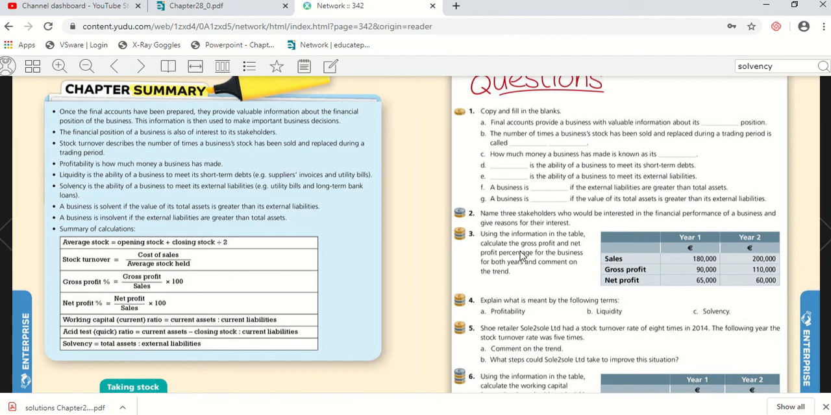So you're to calculate the gross profit percentage and the net profit percentage for the 2 years. So you have your sales figure, you have gross profit and your net profit. The answer to that then obviously is where you have your gross profit percentage, 90,000 divided by the sales, 180,000 multiplied by 100. Do the same for the second year, and then the net profit, the same again, 65 divided by 180,000. Now we went through that question in class.